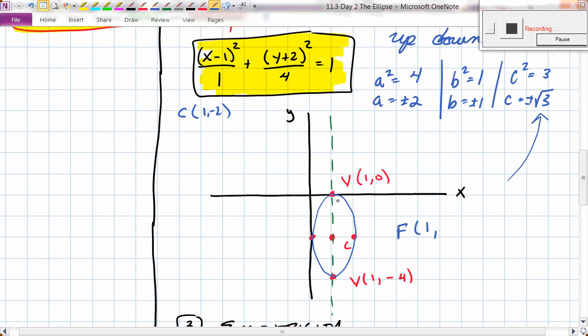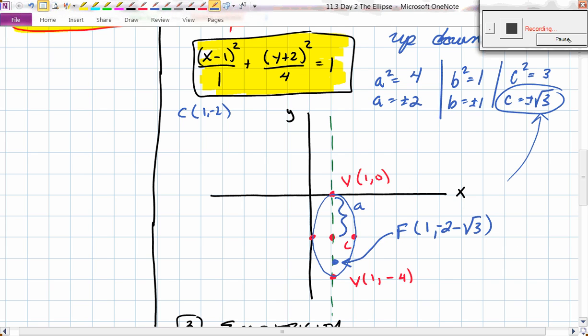Did I lose you there? What is the definition? From center to vertex is A. What's center to focus? And what is C? So here's the point. I go over 1, comma, down 2. How much more do I go? There you go. 2 minus the square root of 3. That is this focal point over here. That's how they represent it. That's the exact location.